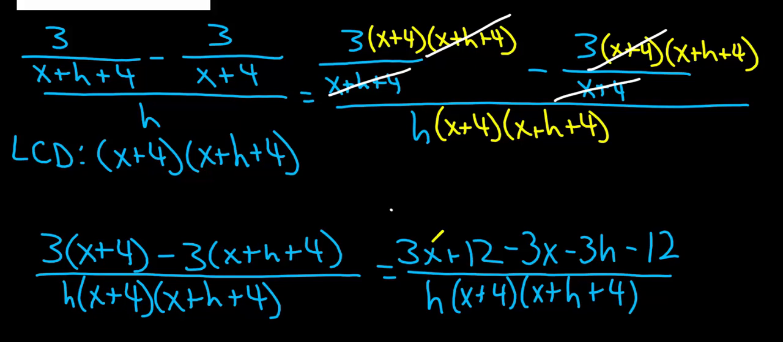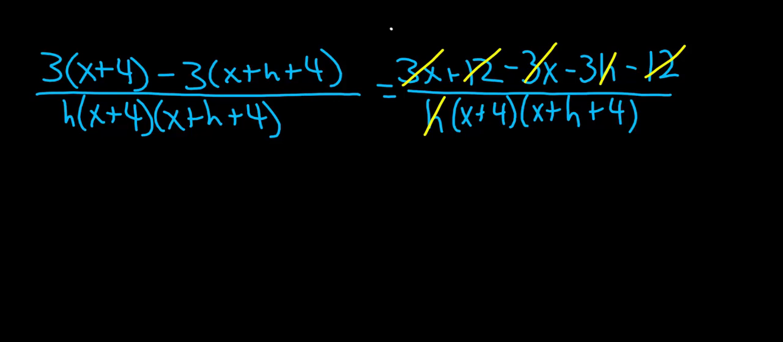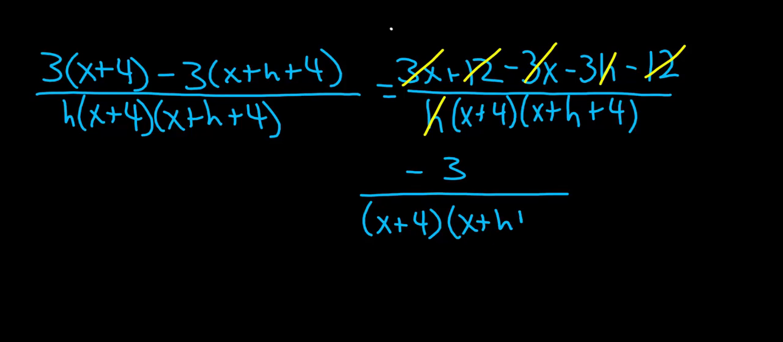It looks like some things cancel, right? The 3x, the 12, and I've just got negative 3h up top, which everything else is gone, so this h will cancel. With the bottom, it will divide. And now we're pretty much finished. Let's just rewrite it now. We've got negative 3 over x plus 4, x plus h plus 4. There. That's it.